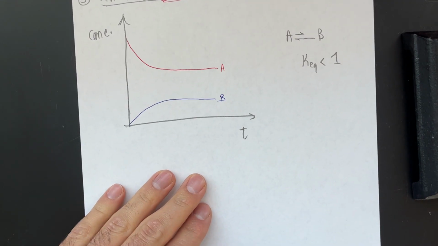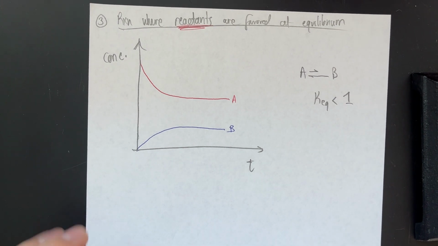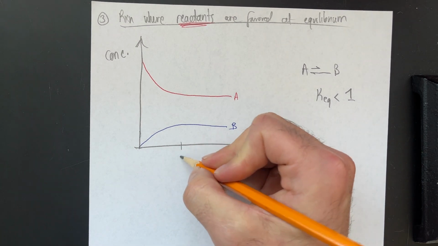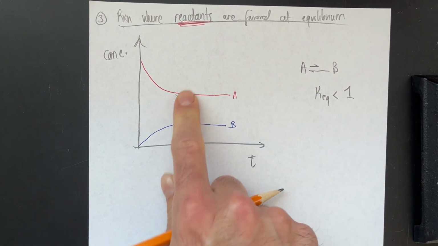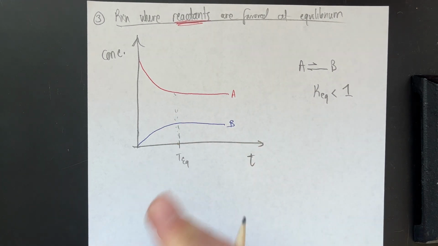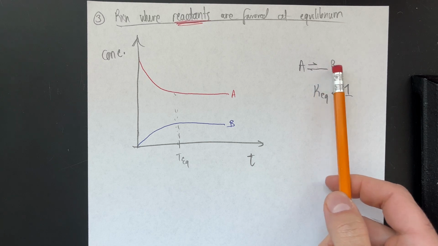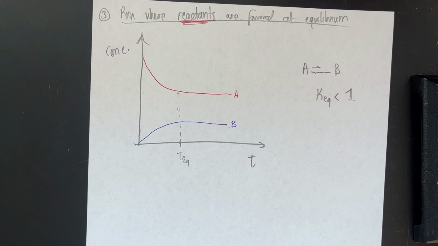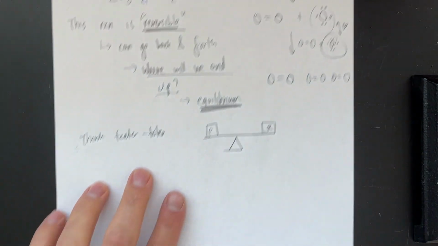The last situation we can be in is where our reactants are favored at equilibrium. So the reaction occurs, we reach TEQ, but here A is more than B. We have more of our reactant at the end. We say here that there's not much of a forward reaction, there's a big reverse reaction. Here KEQ is less than 1. And so these are the 3 situations you can be in. And that brings me to the definition of equilibrium.